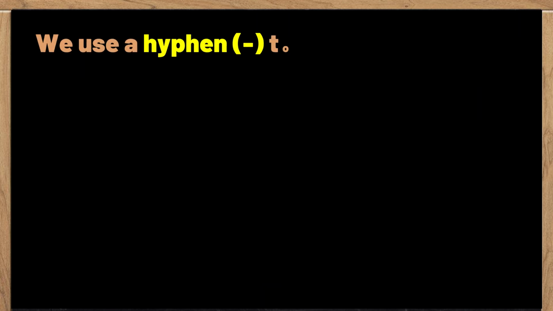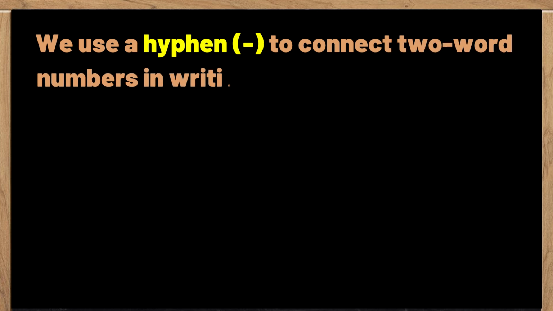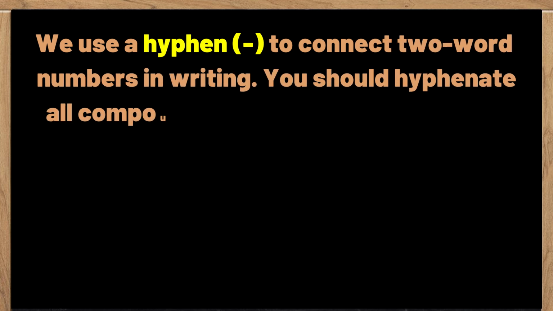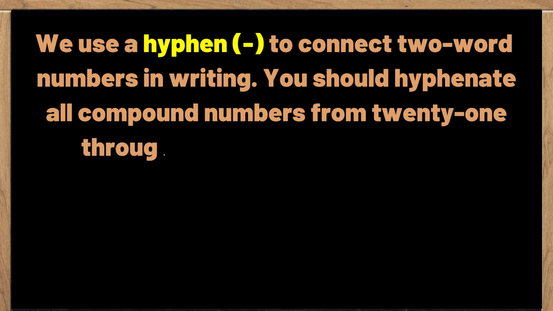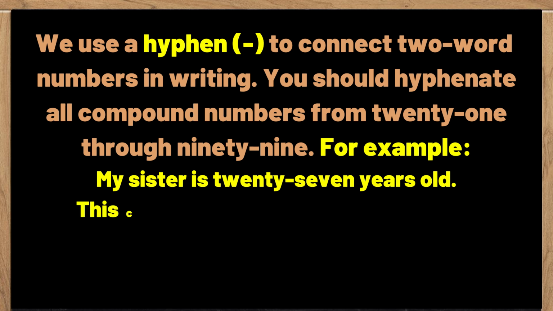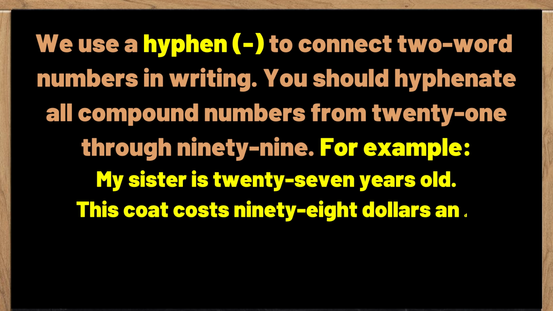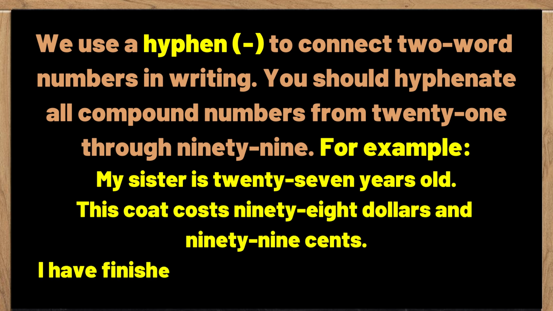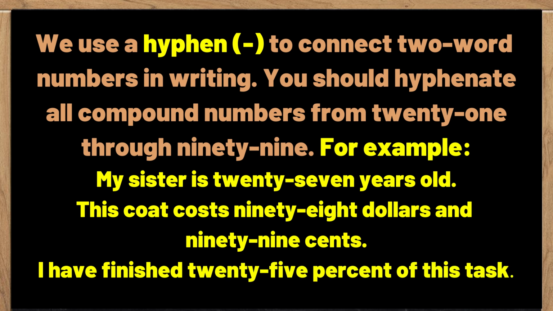We use a hyphen to connect two-word numbers in writing. You should hyphenate all compound numbers from 21 through 99. For example, my sister is twenty-seven years old. This coat costs $98.99. I have finished 25% of this task.